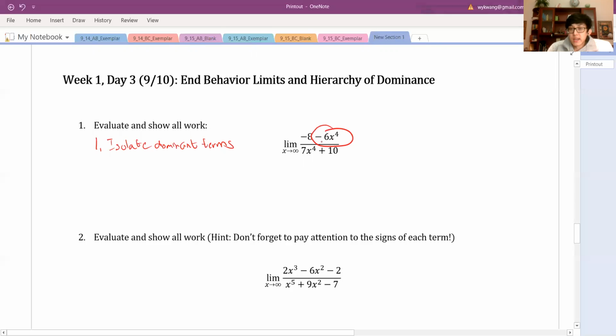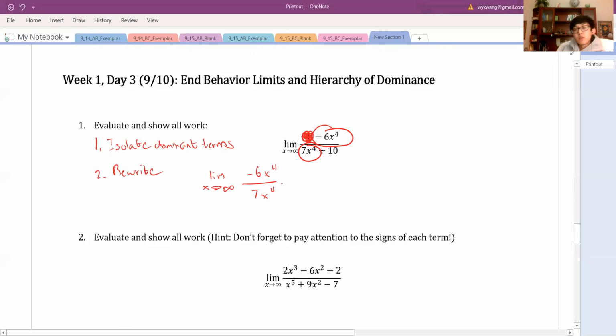Do not forget to include the sign when we're circling. So basically this negative sign needs to be part of it. The -8, we don't care about that. It's not the dominant term. The denominator, 7x to the 4th, is clearly more dominant. Cool, so now we're going to rewrite. Let's just say it's the limit as x approaches infinity of -6x to the 4th over 7x to the 4th.